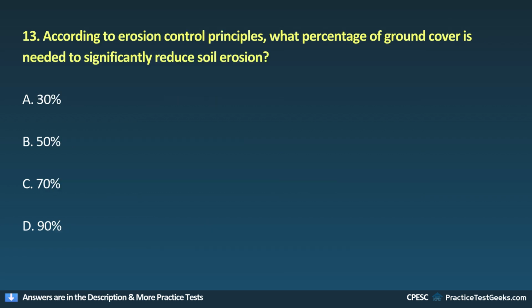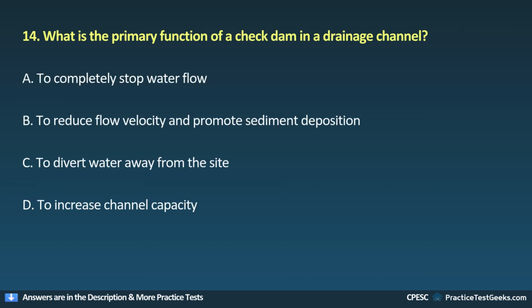13. According to erosion control principles, what percentage of ground cover is needed to significantly reduce soil erosion? A. 30%. B. 50%. C. 70%. D. 90%. 14. What is the primary function of a check dam in a drainage channel?